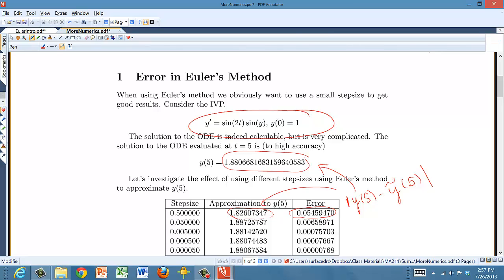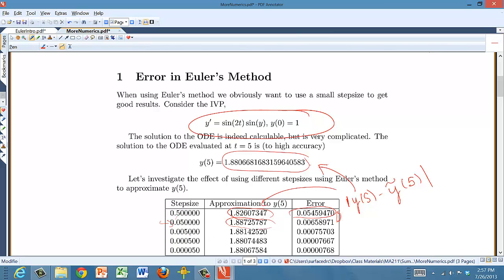So what would happen if instead of using step size 1/2, I use step size 1/20th right here? Well, I got a new approximation to the value of y at time 5. It was 1.88. We can see that it's better than the previous approximation, and that our error is about 0.0065 and change. So it's roughly 10 times better. I used a step size that was 1/10 the previous step size, and my error was about 10 times better.